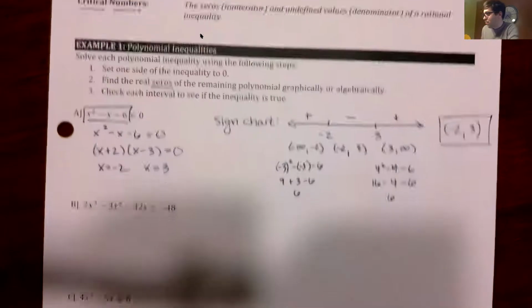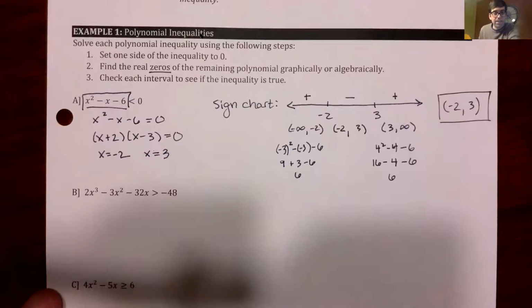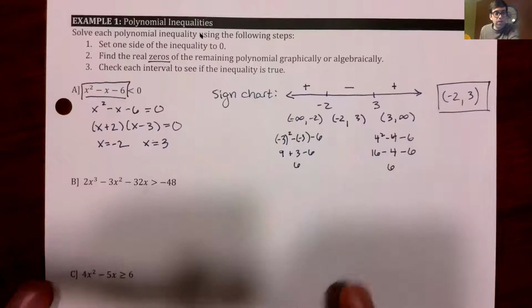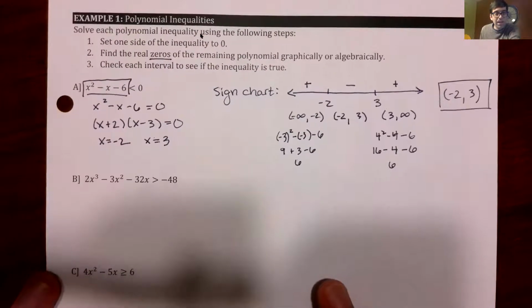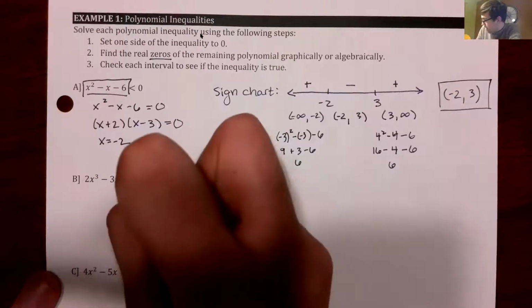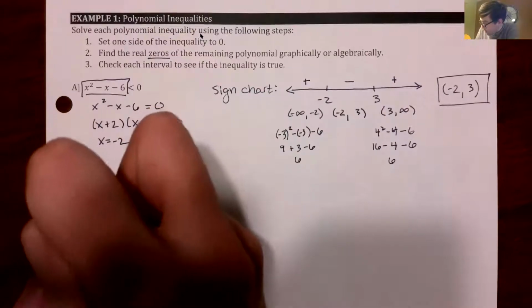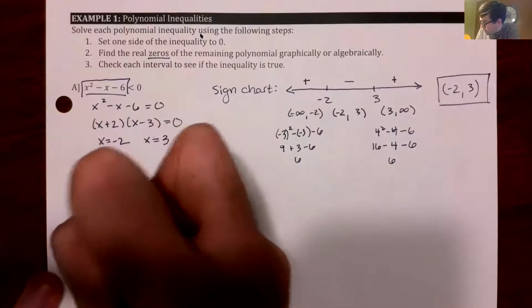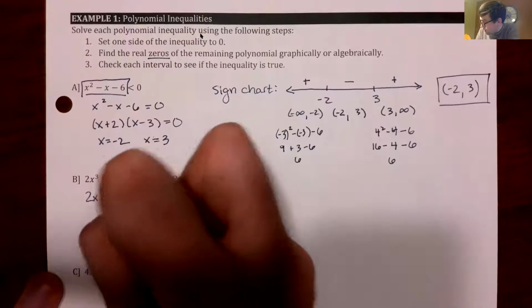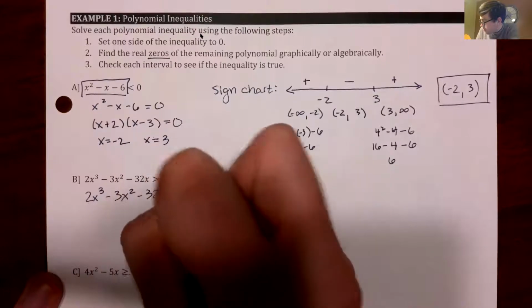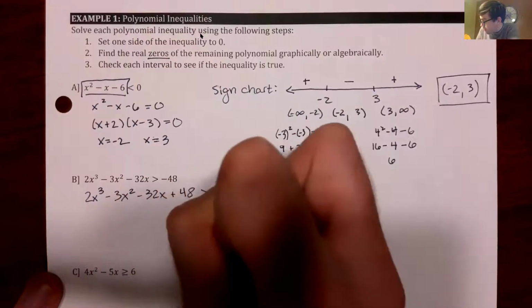So let's keep going. Let's just make sure we're following these steps here. For letter B, first step, set one side of the inequality to 0. So I'm going to add 48 to the other side, and we'll end up with 2x cubed minus 3x squared minus 32x plus 48 is greater than 0.